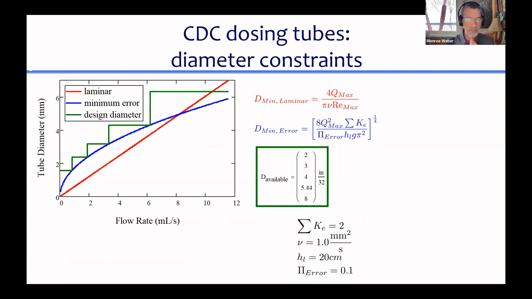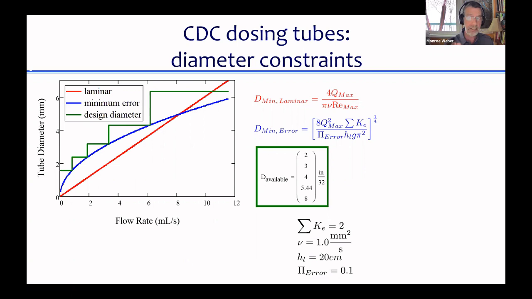The one constraint was that it had to be laminar, which means that the Reynolds number has to be less than 2,100. You take the Reynolds number equation, which has a V in it. We get rid of that V and instead put Q over A in it, where A is pi d squared over 4, and then we solve for D. When you do that, you get the red equation, that D min laminar is equal to 4Q max over pi times the kinematic viscosity times the maximum Reynolds number.